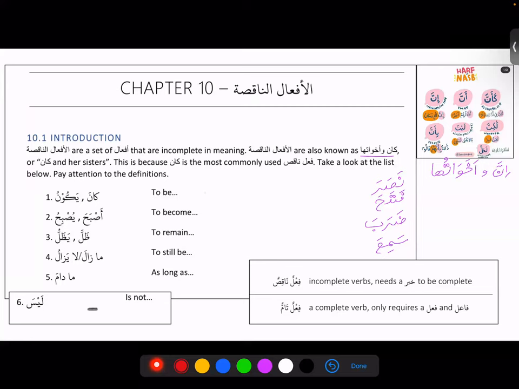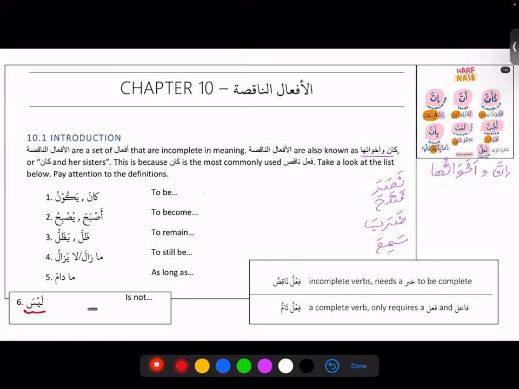Okay, and for the last one, number six, is laysa. Laysa means is not. So the "is" is already implied in it. Whenever you see laysa, you are not going to say "not" only, but "is not." And yes, they are af'al naqisa, right? But when they come in a sentence and we are labeling them, we are going to label them as mubtada. So when we have laysa, that's it. This is our mubtada. We don't need to look for an invisible "is." Why not? Because laysa has "is" or "was" in it already.